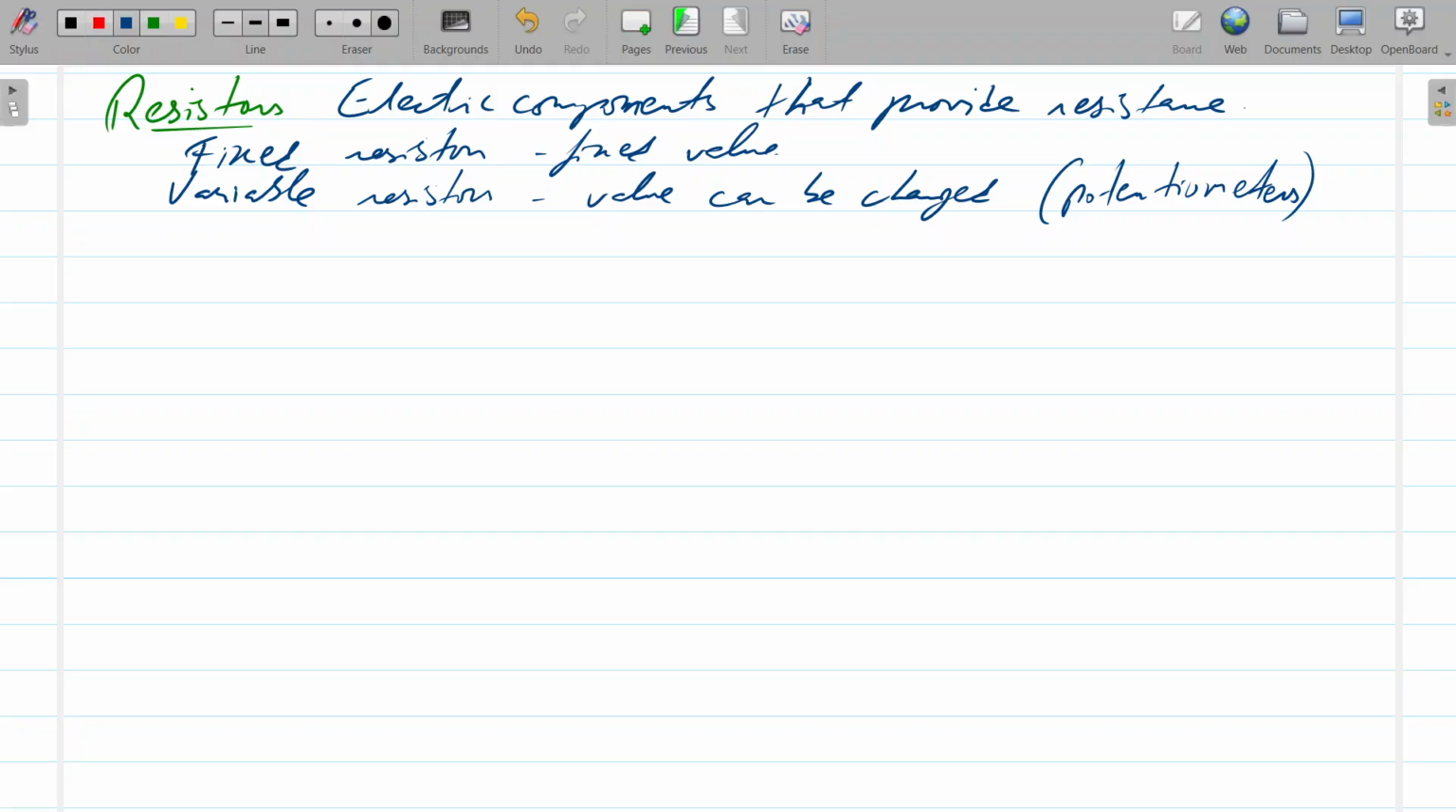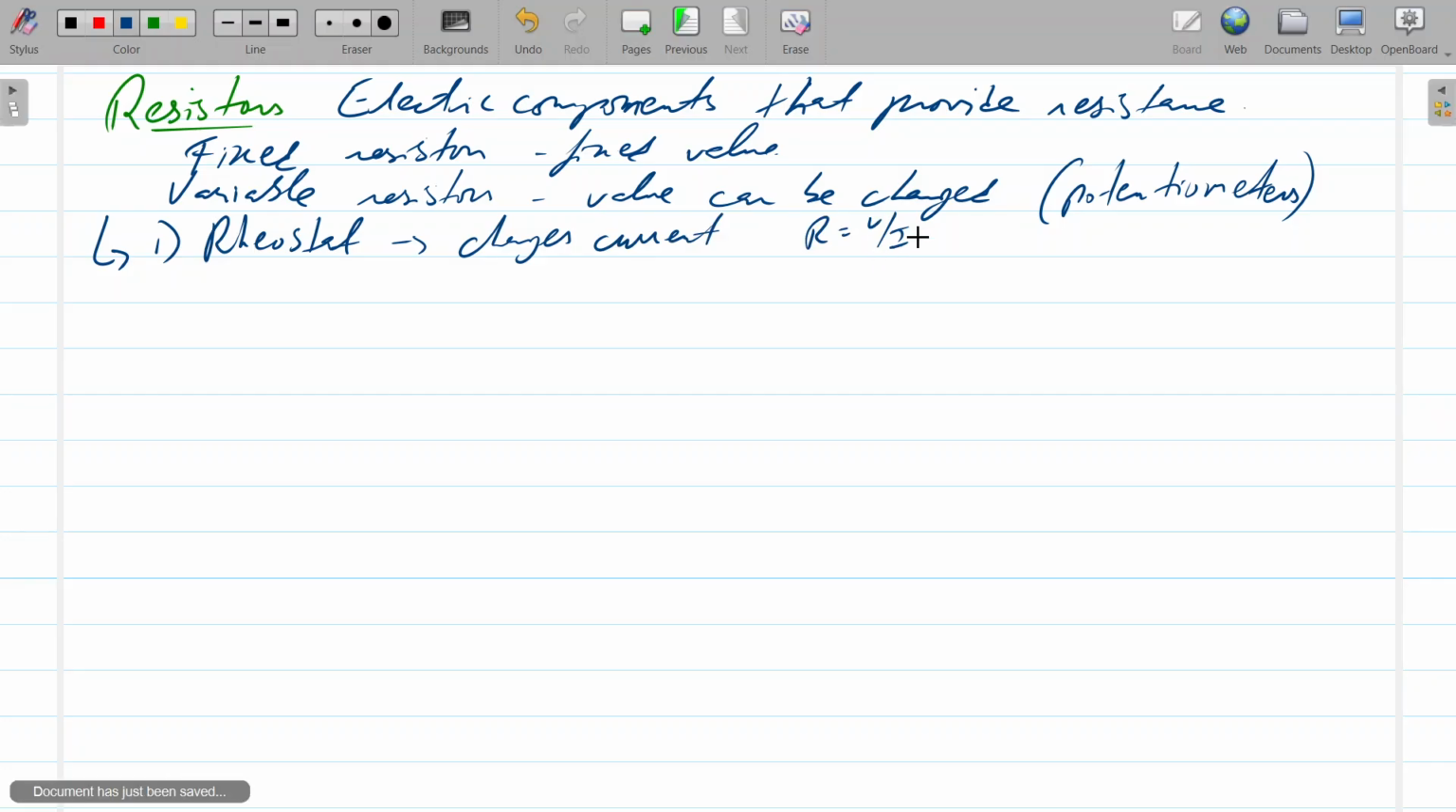So there are two types of variable resistors, right? One is called the rheostat, and what this does is it changes the current flowing through. And as you know, R equals V over I, right? Then the lower the value of current, the higher the resistance, and vice versa, right?